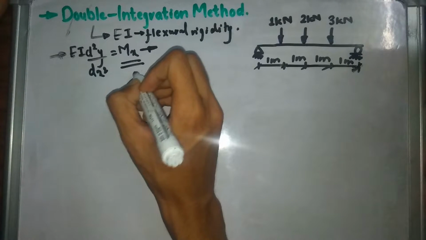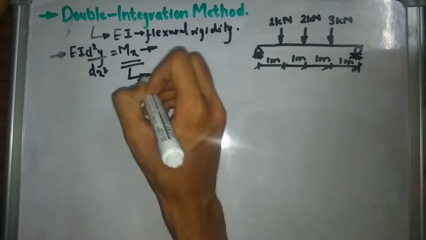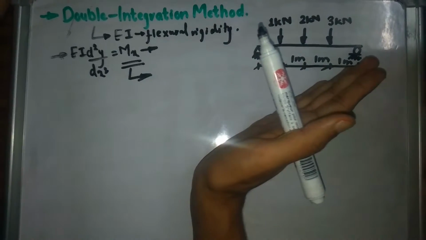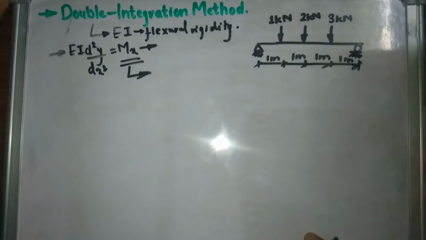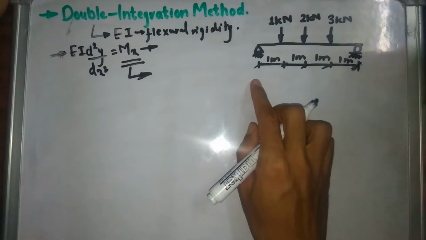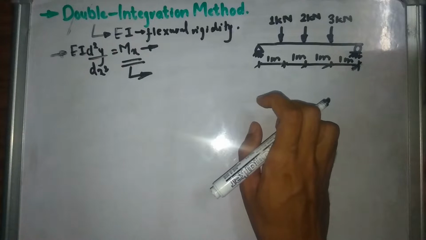Regarding Mx, it means the moment of all the reactions and all the forces involved in this equation. The double integration method will be more clear when we solve this example. So let's move on to our example.